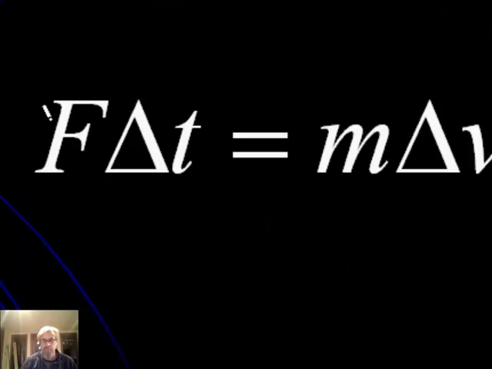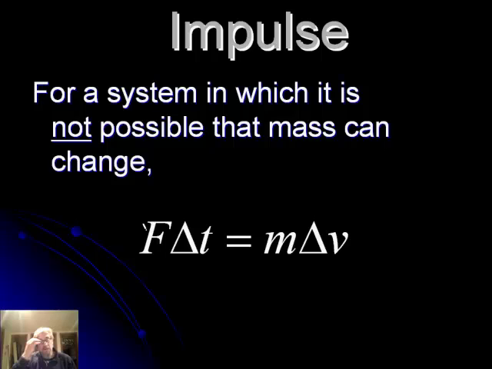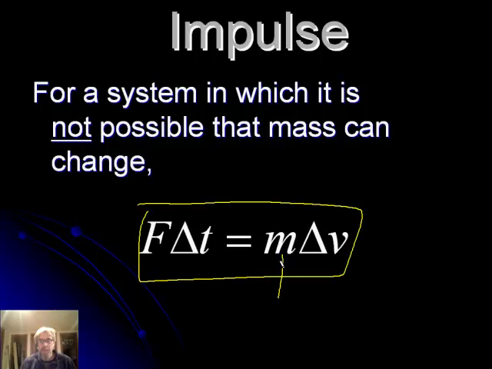For a system where it's not possible for mass to change, and there are a lot of situations like this, we can write the impulse equation this way, leaving out the possibility that m might ever change and just dealing with changes in velocity only. Well, here's an example problem.